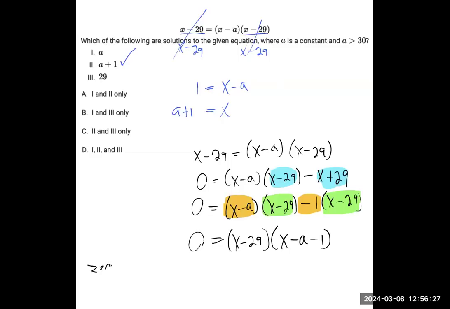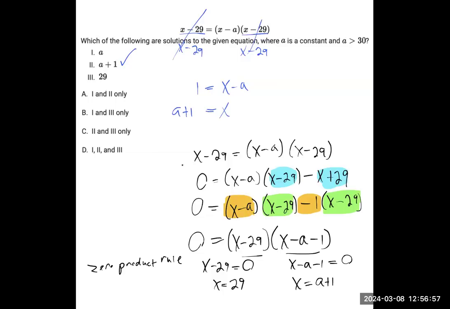But the zero product rule says that if two things are multiplied out to 0, in this case, this thing and this thing, then you can set each part equal to 0. So x minus 29 equals 0. And there you get x equals 29. And here you get x minus a minus 1 is 0. So if you add a and add 1, you get x equals a plus 1.